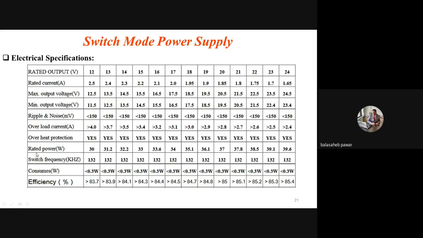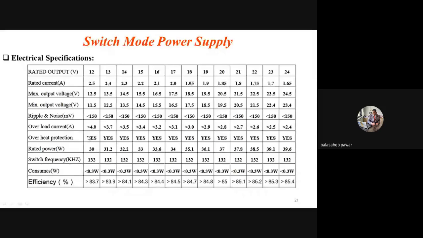Then the rated power. Rated power means the output voltage multiplied by the output current, DC output voltage into DC output current. So it is 30 watts. So this first example is a 30 watt SMPS.